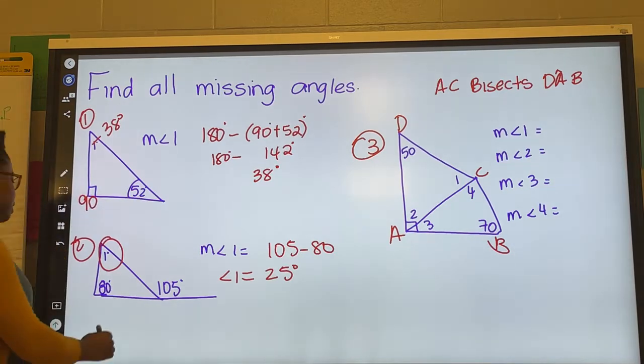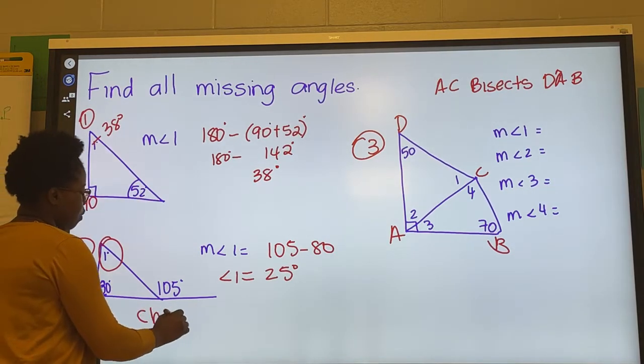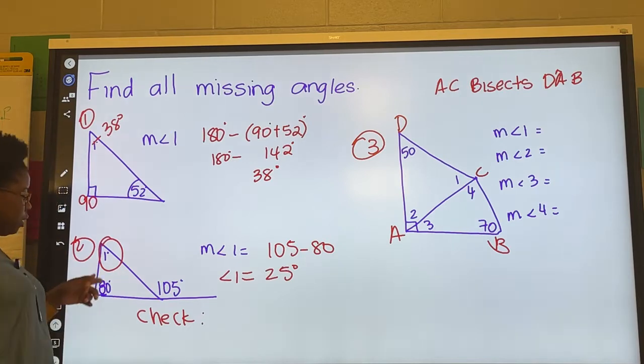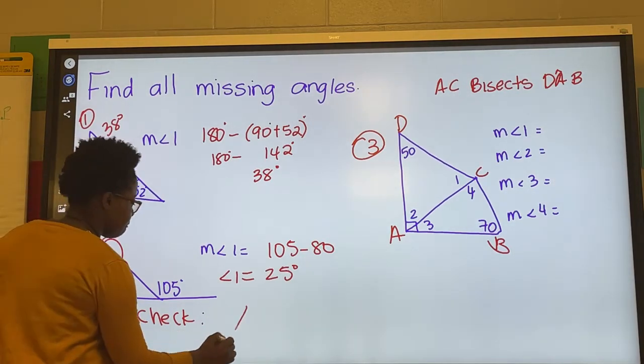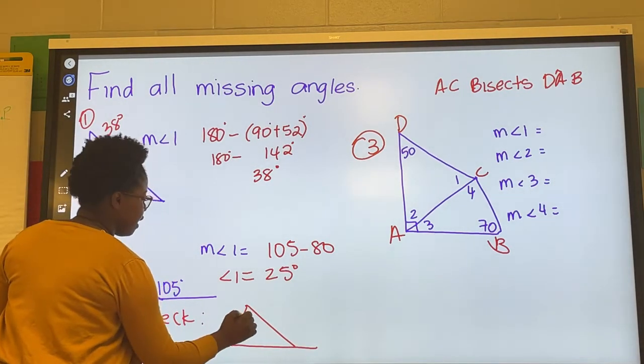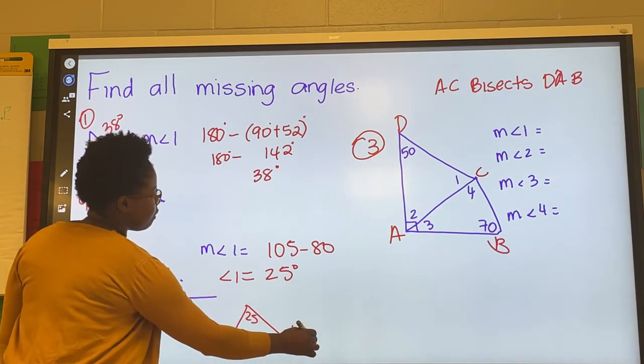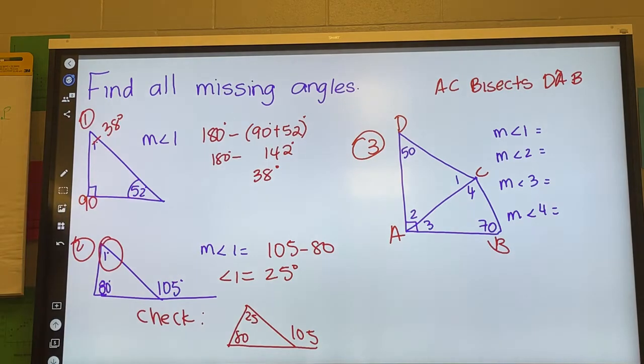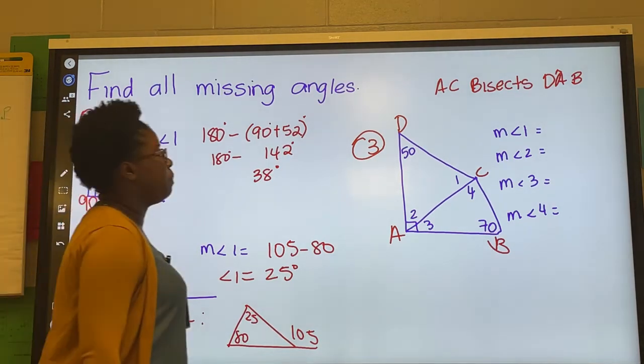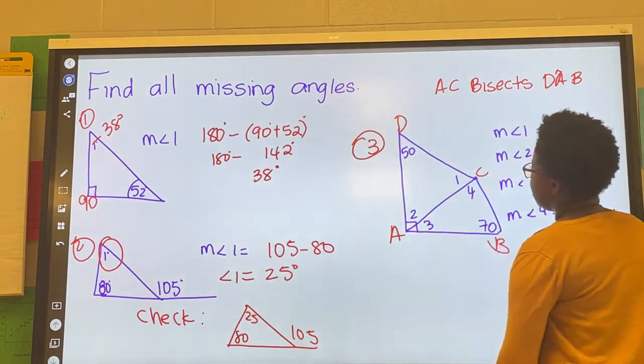If you check it, it should give you 105 if you add the two non-adjacent angles. So if you add 25 plus 80, it should give you the 105 that's on the exterior there. That's something you can do independently. Let's move to the last one.